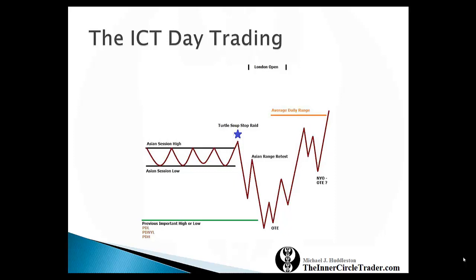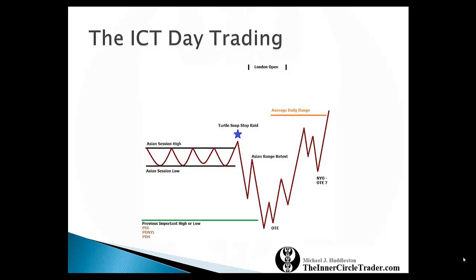Now turtle soup is 99% of the time what you're going to see in London open, because it's going to be reaching for a stop hunt. Okay, that's generally what happens in New York. I'm sorry, what happens in London. London Open is generally a run on stops. It's a false break, higher or lower. In this case, we're looking for a long.